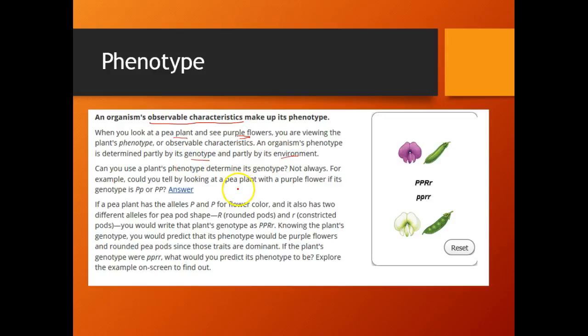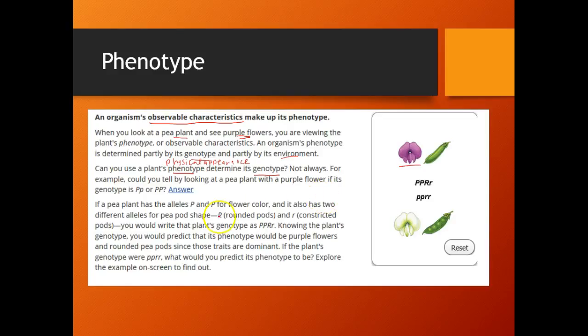So can you use a plant's phenotype, remember, this is physical appearance, to determine what genes it has in its genotype? Not always. For example, if you were looking at a purple flower, you wouldn't know whether its genotype would be big P, little p, or big P, big P, because both would result in the same phenotype, which is purple flowers.